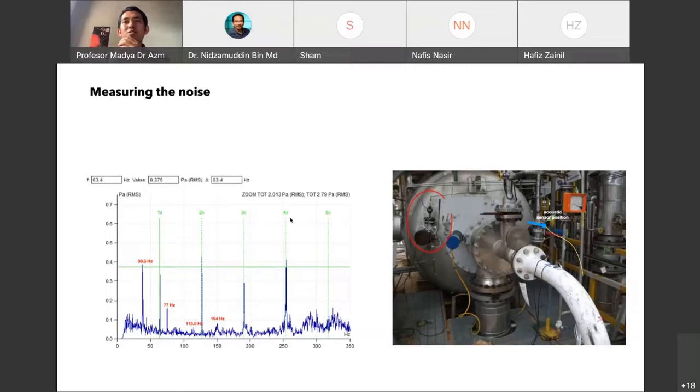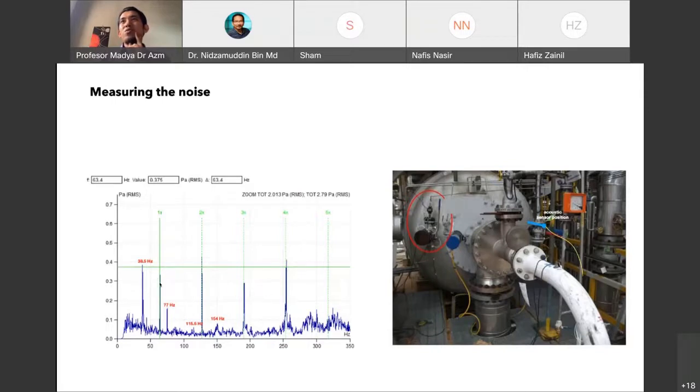The last idea was to use an acoustic sensor, a microphone, to measure the noise. We put it roughly 1 meter from the chamber, facing it, and then measured the noise. What we found was 63 hertz and its harmonics. Quite obvious.